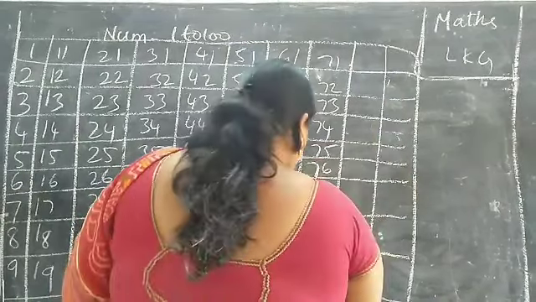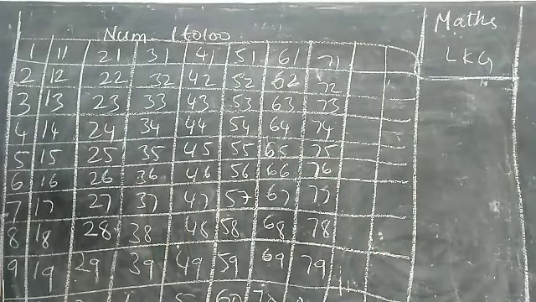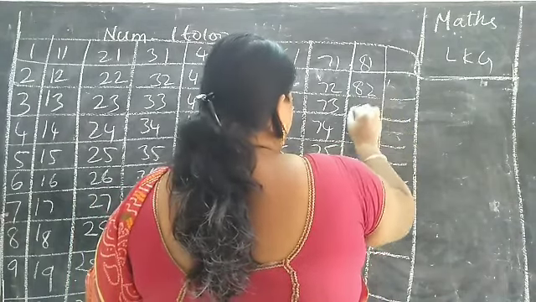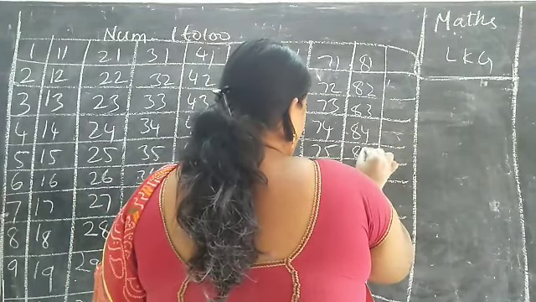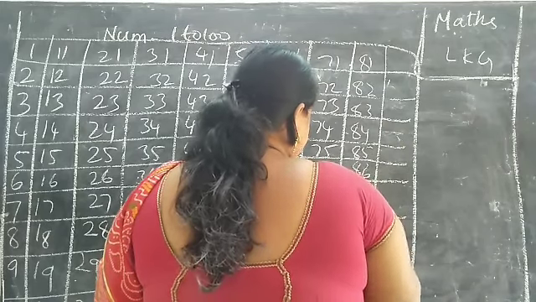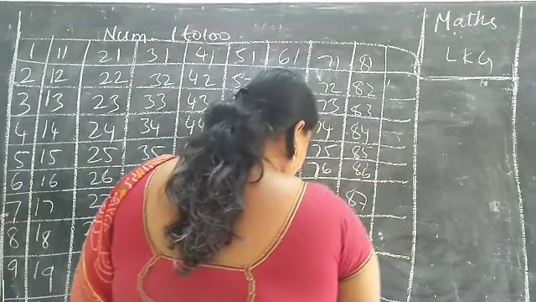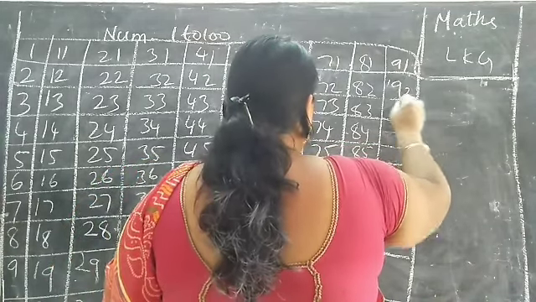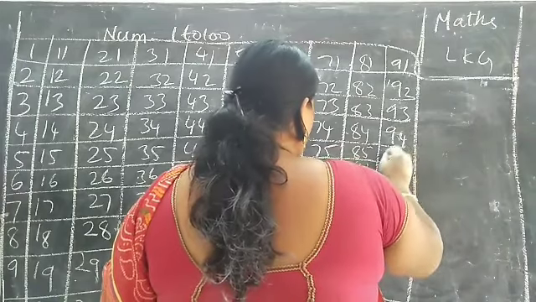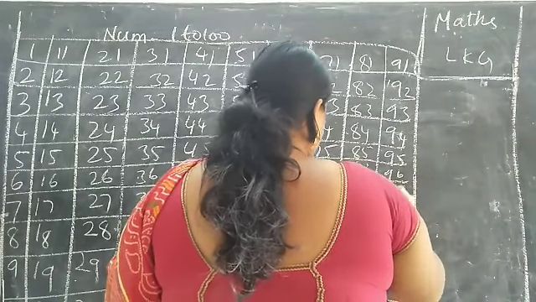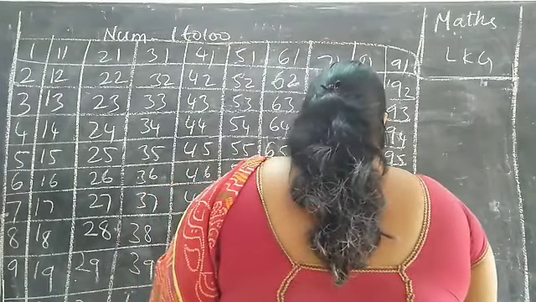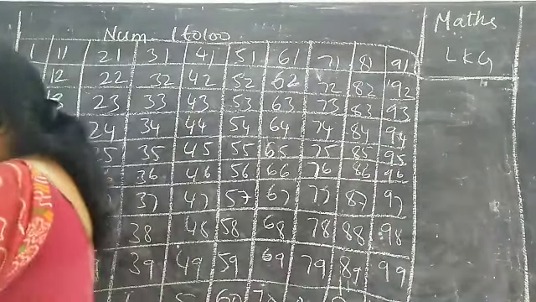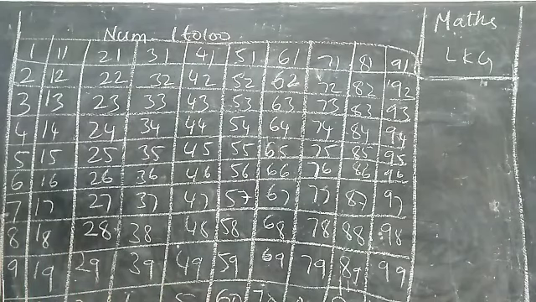61, 62, 63, 64, 65, 66, 67, 68, 69, 70, 71, 72, 73, 74, 75, 76, 77, 78, 79, 80. Okay, children? So next, 81, 82, 83, 84, 85, 86, 87, 88, 89, 90, 91, 92, 93, 94, 95, 96, 97, 98, 99, 100. Write neatly in your classroom book now, children. Everyone should write neatly.